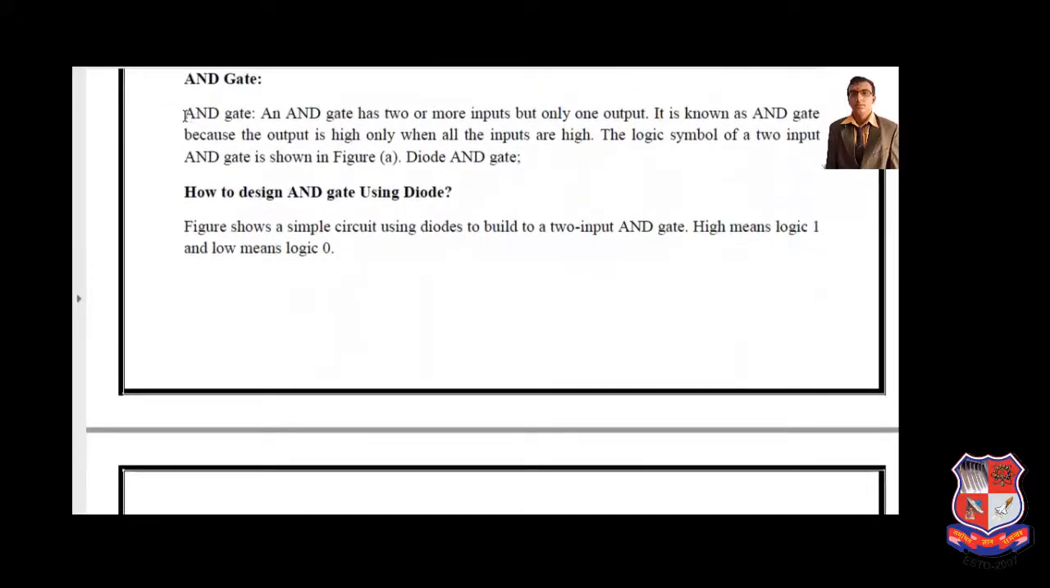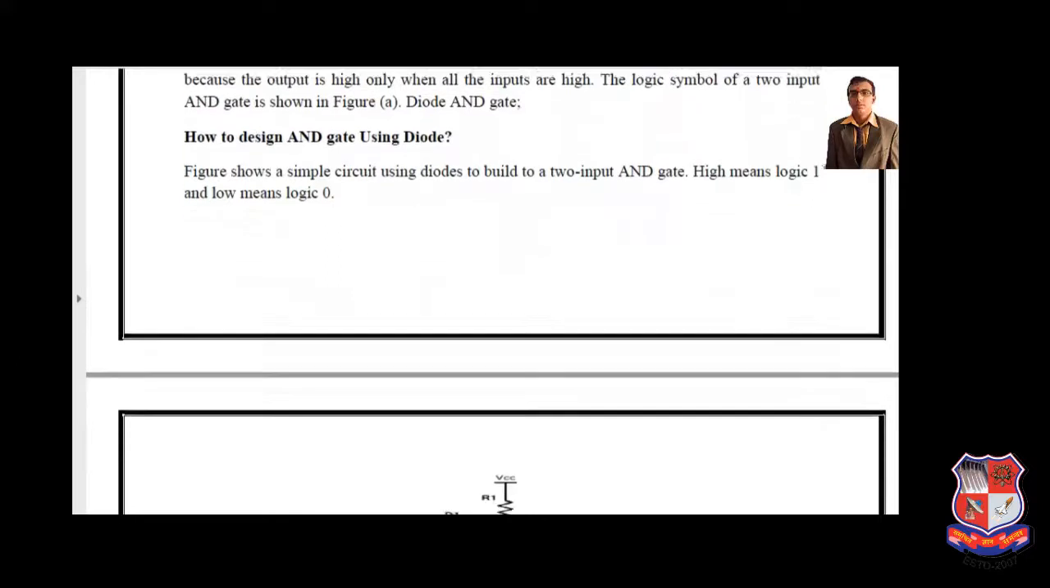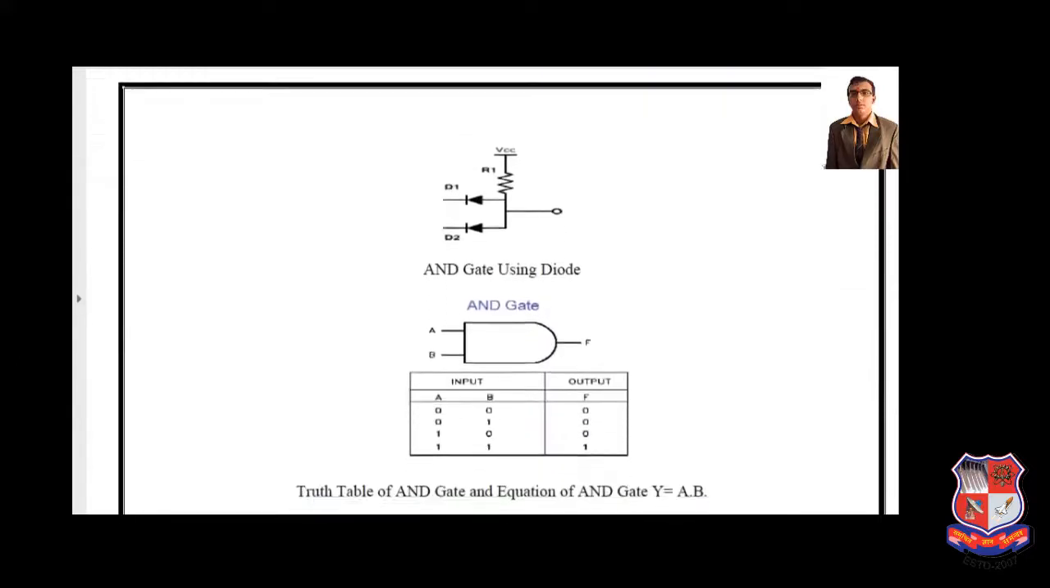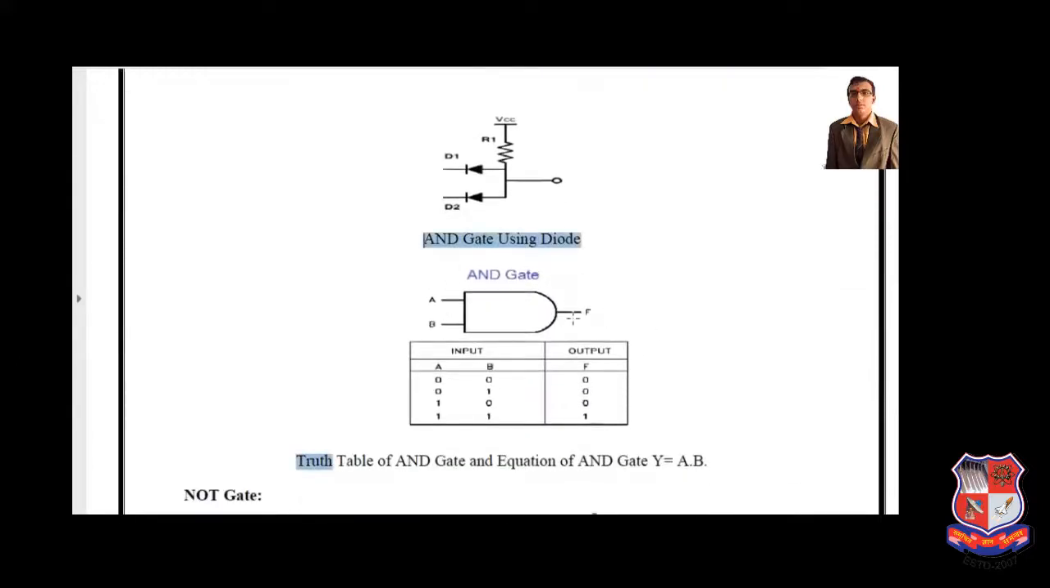Now AND gate. This is the basic logic gate, AND gate. In AND gate, there are 2 or more inputs, but only one output. So this is the symbol of AND gate. 0 0 is equal to 0. 0 1 is equal to 0. 1 0 is equal to 0, and 1 1 is equal to 1.